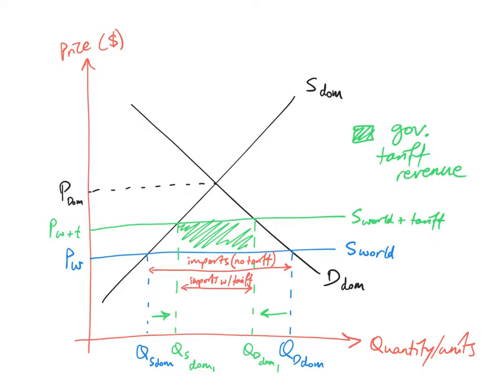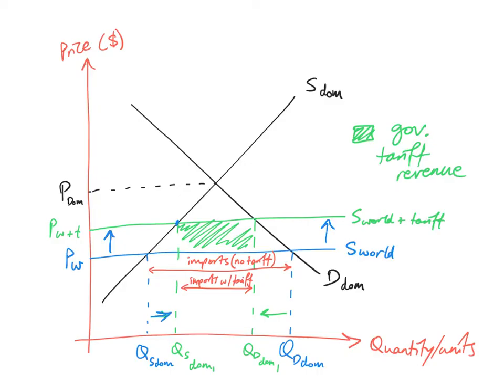So you add a tariff and the price rises from PW to PW plus T because the S world curve shifts to S world plus tariff. Suddenly, domestic producers can produce more at this price here, which is the domestic supply increases from QS dom to QS dom 1. But because the price is higher, domestic consumers demand less.